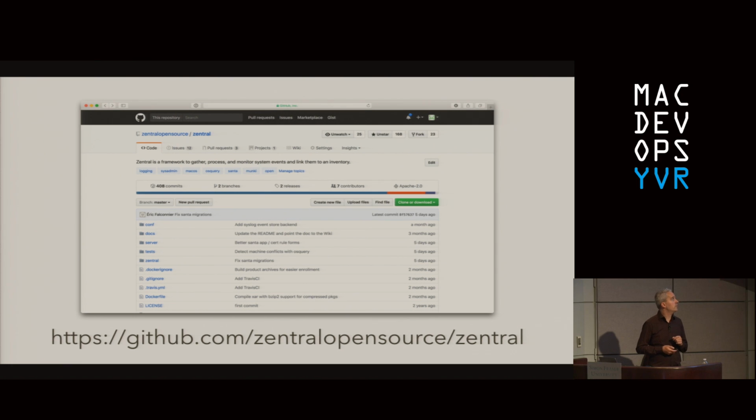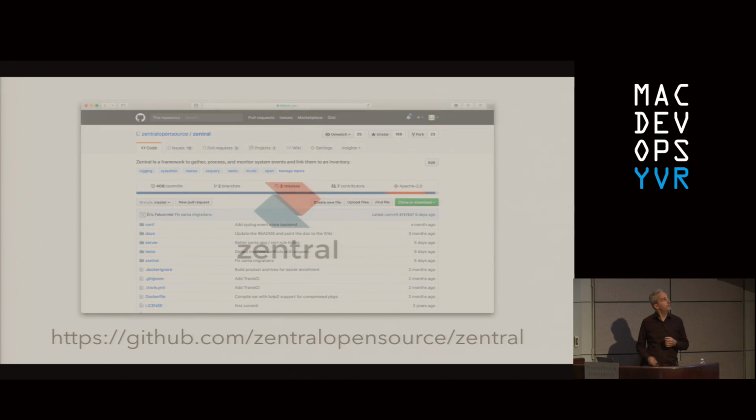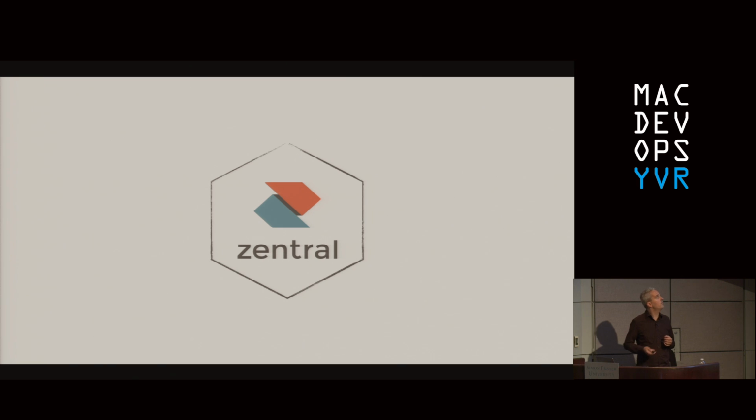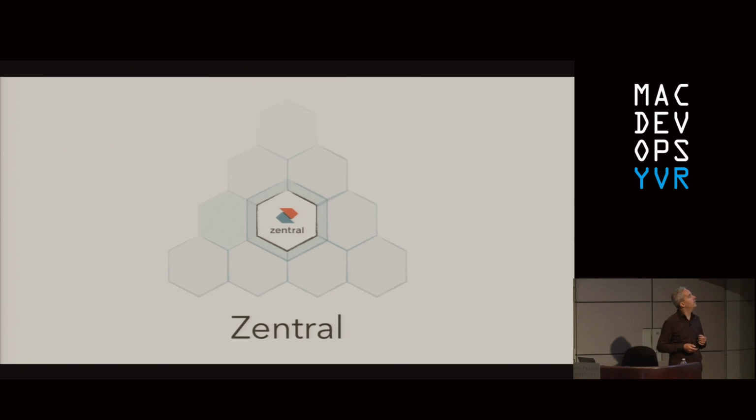Zentral is open source software, so we frequently update it. It's available on GitHub on that page. And I'll try to explain a little bit more what it is. It's written in Python. We run it on a Django web server. And we have built a stack of best-of-breed open source tools that we use to make a workable solution out of it. This is called Zentral, that's the logo, and here we go.